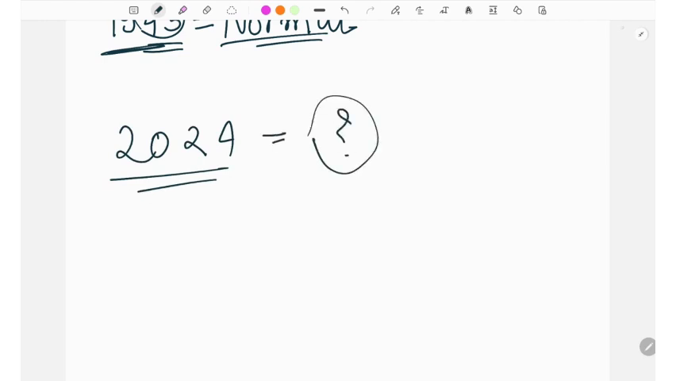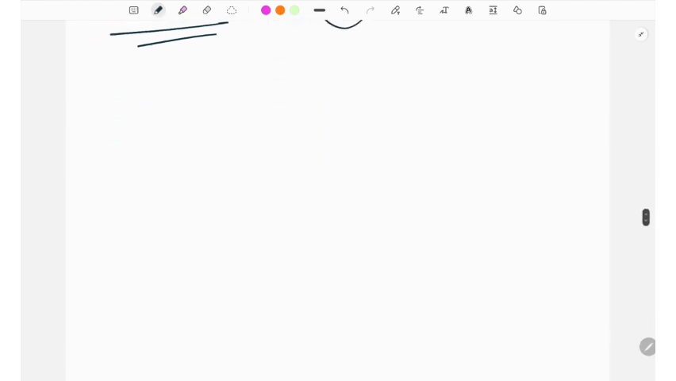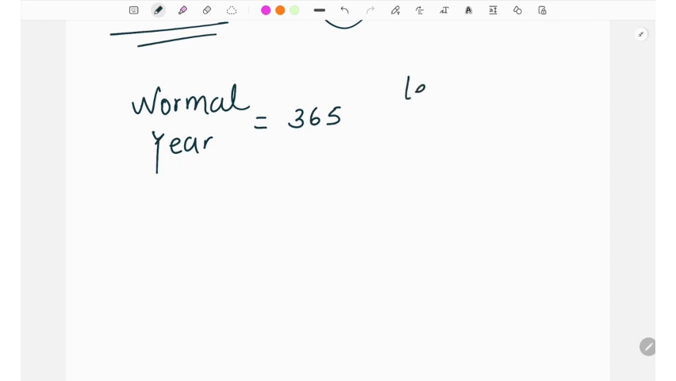Okay, so let us understand the difference between the normal year and leap year. As we know, students, a normal year consists of 365 days, whereas the leap year consists of 366 days.